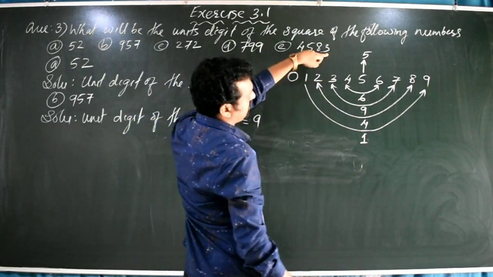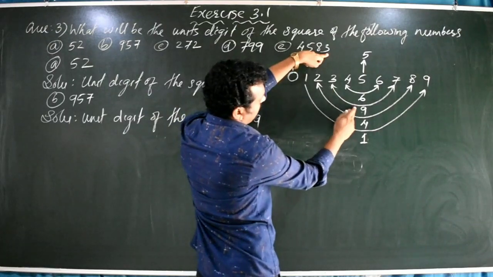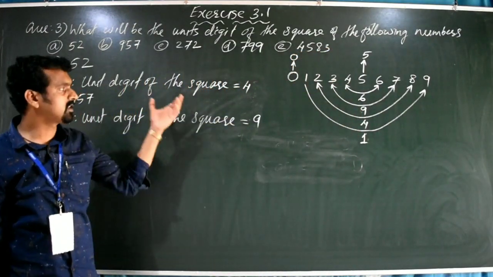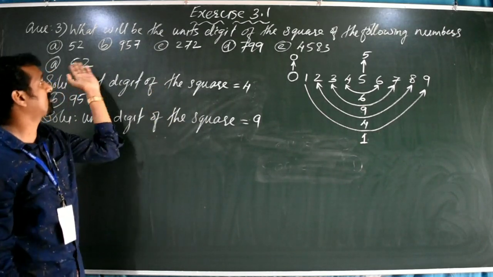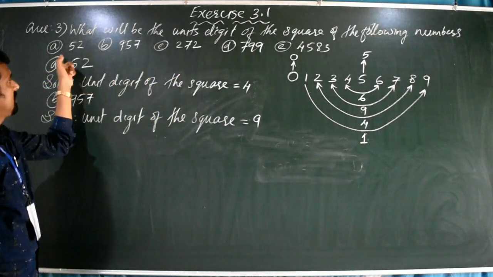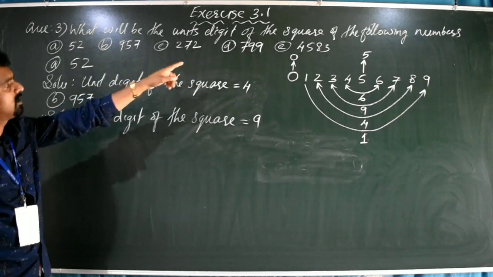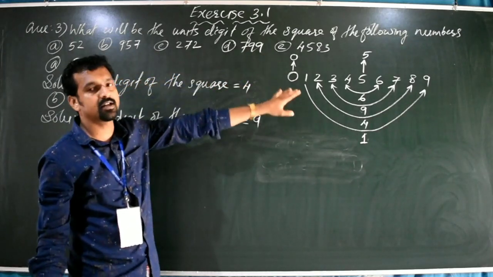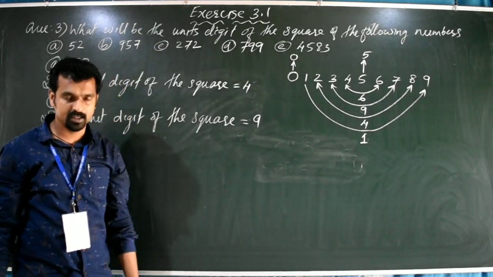4583, last digit is 3, so its square will end with the digit 9. So just remember that property, then we can write all the answers. Some more questions are there. That means A, B, C, D, E only I wrote. F, G, H, I, J, up to J it is there, I think. Those questions you do by yourself.